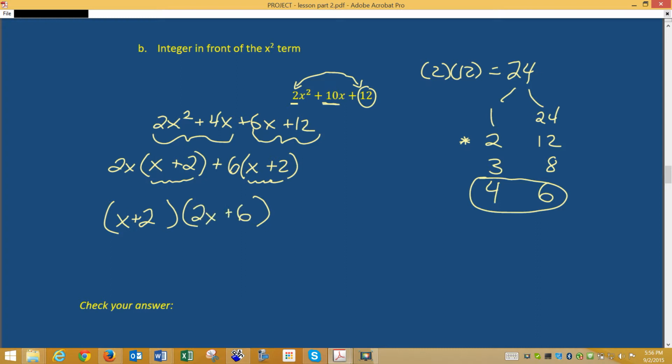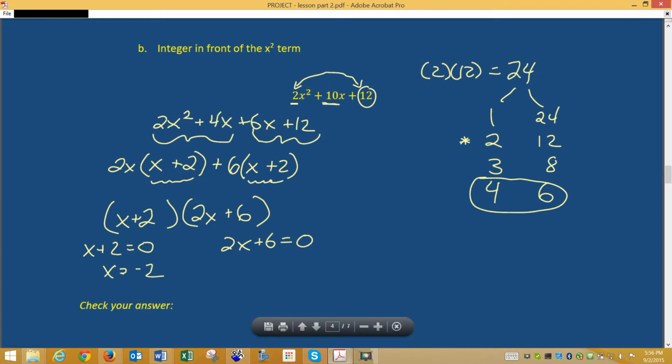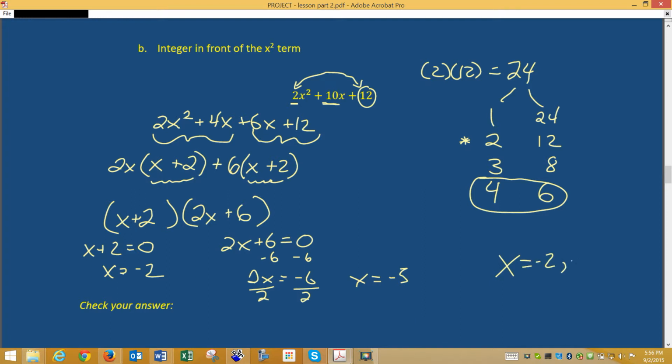Okay, and now we can set each equal to 0 and solve for x. So we're going to need to subtract 2 from each side, so x equals negative 2. And let's subtract 6 from each side. That's going to be 2x equals negative 6. And divide by 2. So that gives us x equals negative 3. So our answer is x equals negative 2, negative 3.